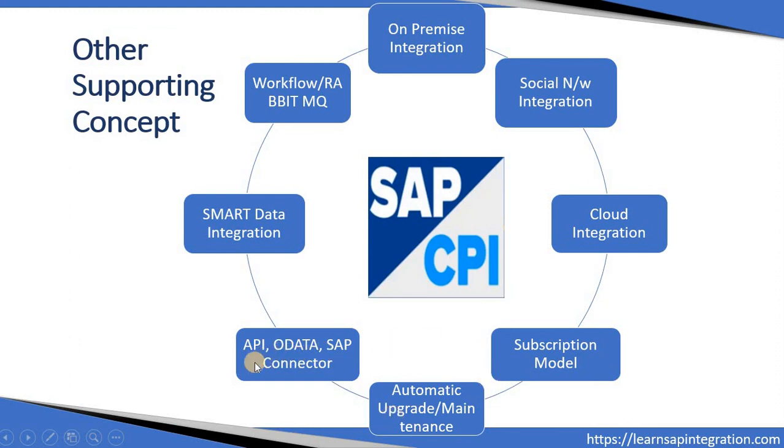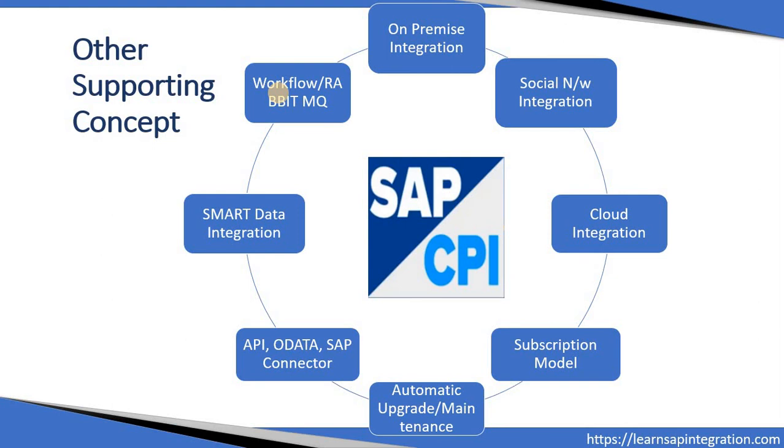And apart from that, it supports API, OData, and the SAP connector. It also supports smart data integration along with process integration. It also supports standard platforms like Eclipse and RabbitMQ. It also supports Groovy script as well as Camel notation. So these are the extra features we always use around CPI.